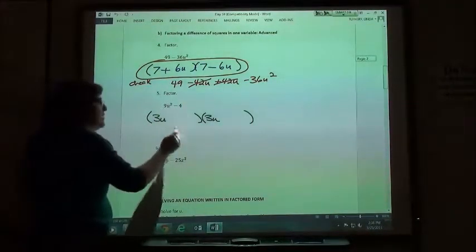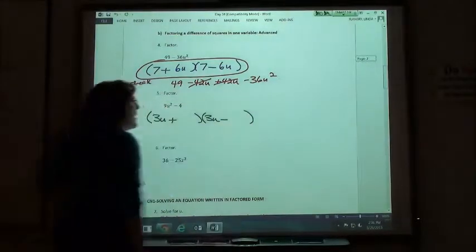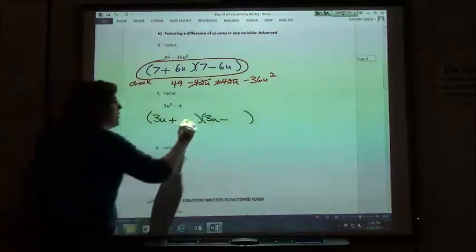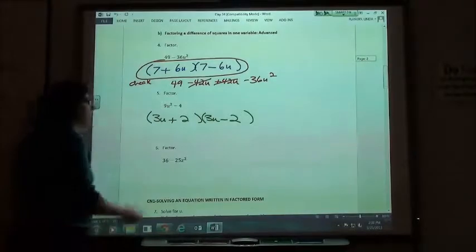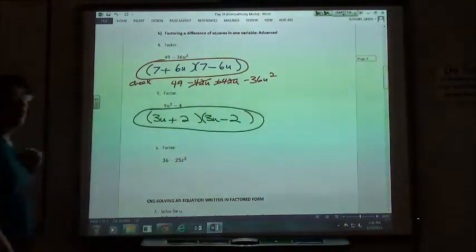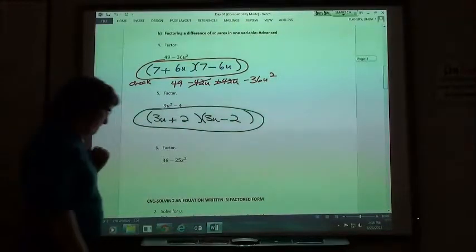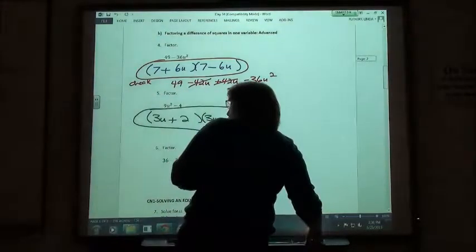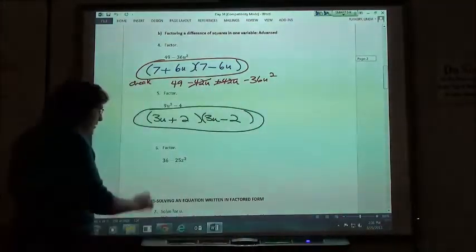The end is a negative, so we know one's a plus and one's a minus. Factors of 4: 2 and 2. So we get 3 plus 2u and 3 minus 2u for our answers. And then one more of those with the difference of perfect squares.